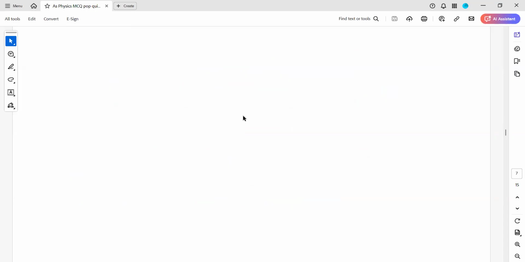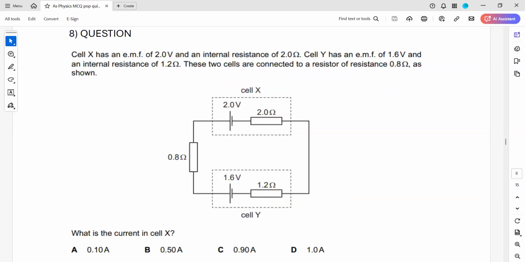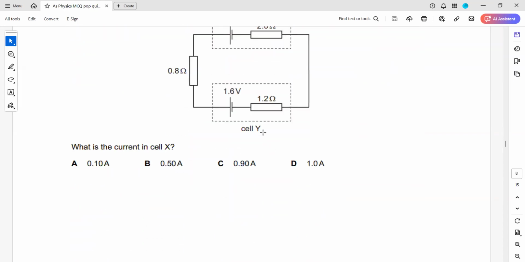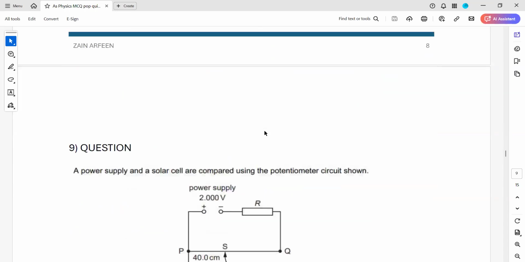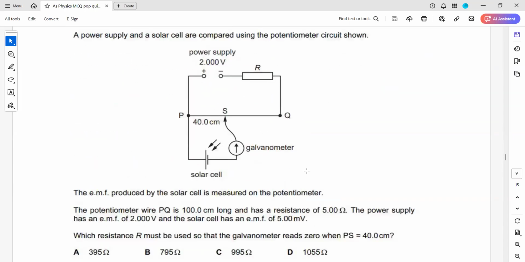Question 8, any doubt? Question 8. Question 9, any doubt?